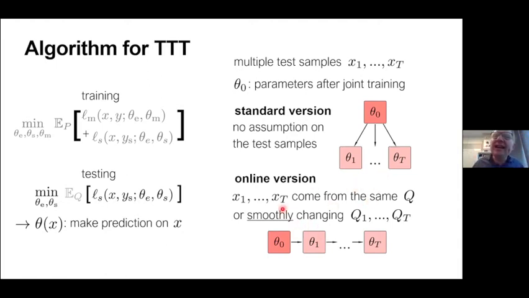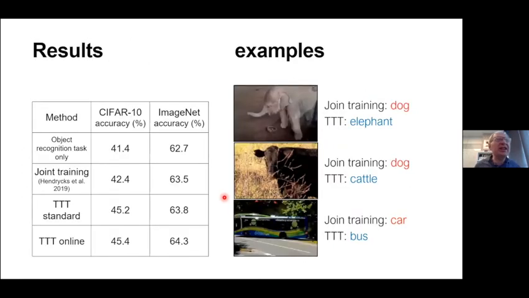And this way, we can handle smoothly changing distributions because every new sample adjusts our model a little bit. And so it follows the distribution as the distribution is changing, okay? And we see that we actually can get quite a bit of an improvement compared to previous methods using this trick.